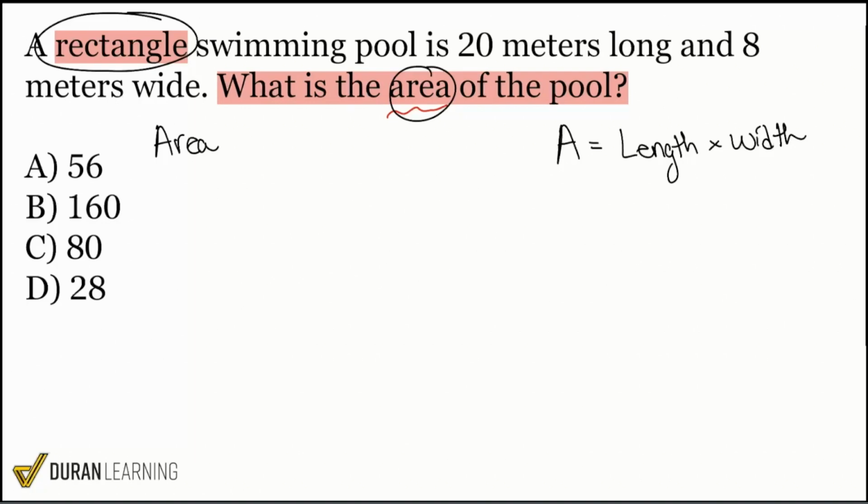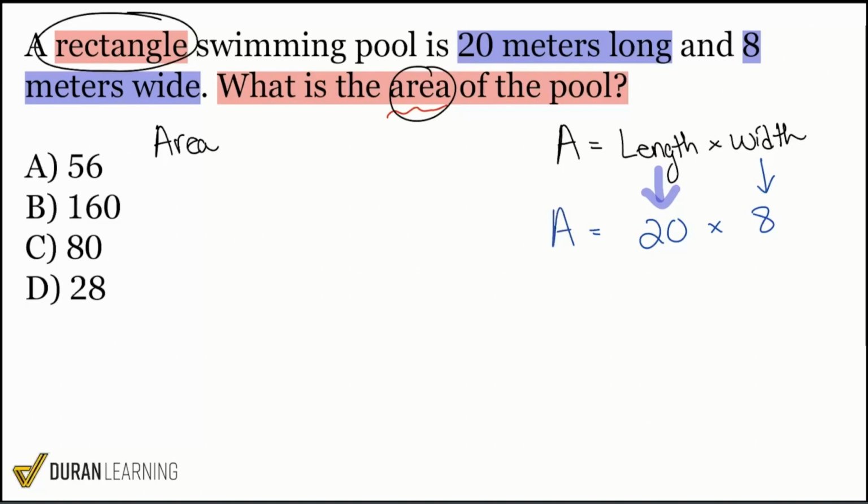It says that the swimming pool is 20 meters long, 8 meters wide. So nice and easy, the length is going to be 20 and the width is going to be 8. So the area is going to be 20 multiplied by 8. 20 times 8 is going to land on 160, but that's not what I care about.